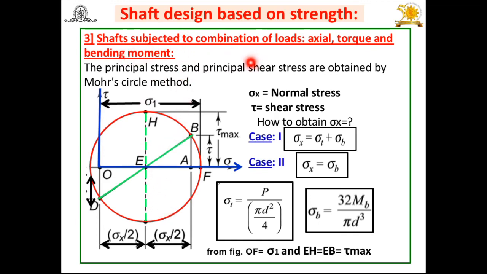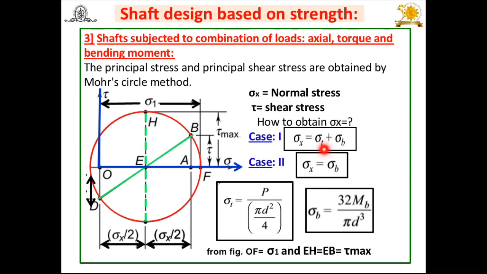Now here, let us consider the two cases. When a shaft is subjected to a combination of loads, that is, along with axial load, torque and bending moment, at that time the value of sigma x is important because we have to locate the OA. How to locate the OA? That is sigma x. But how to find out this value? The sigma x is equal to sigma t plus sigma b. This is the magnitude of sigma x. In this case, sigma t is because of the axial load. That means when the shaft is subjected to axial load and a combination of torque and bending, the sigma x is equal to sigma t plus sigma b.